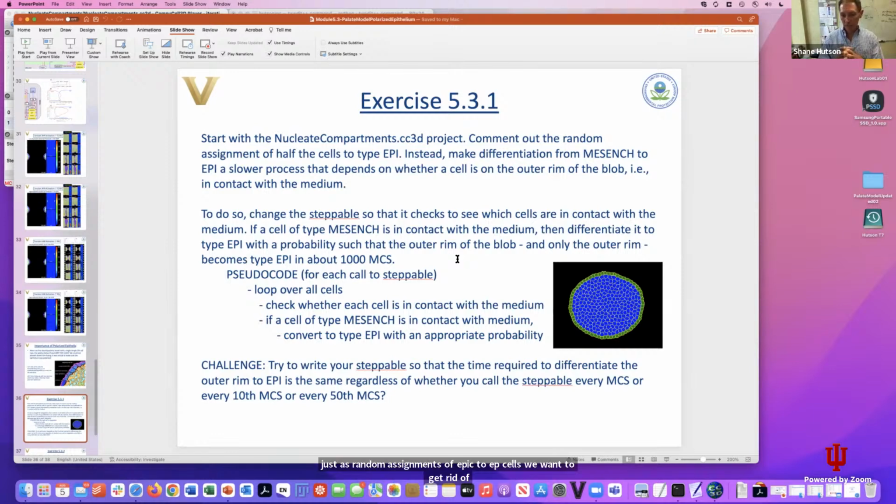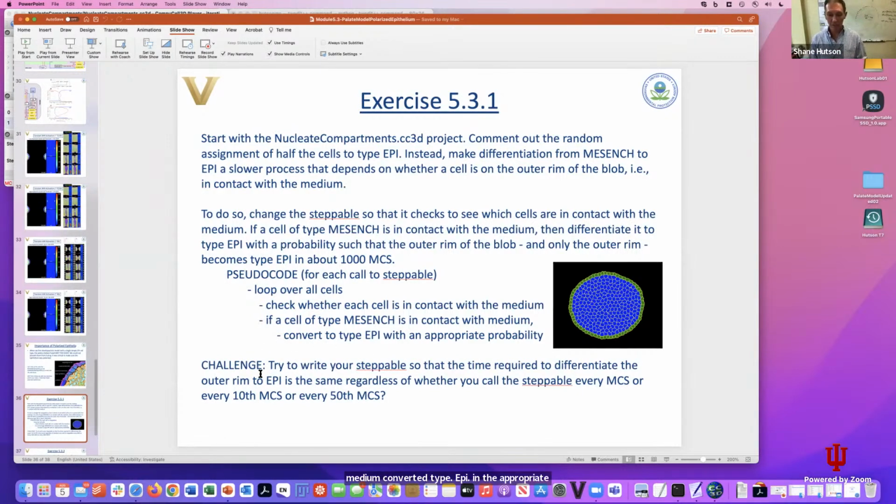And I want you to change the steppable so that it checks to see which cells are in contact with the medium. If a cell of type mesenchymal is in contact with the medium, then differentiate it to type epi with a probability such that the outer rim of the blob, and only the outer rim, becomes epi in about 1,000 Monte Carlo steps. So loop over all the cells, check whether each cell is in contact with medium and whether it's of type mesenchymal. And if so, convert it to type epi with an appropriate probability.